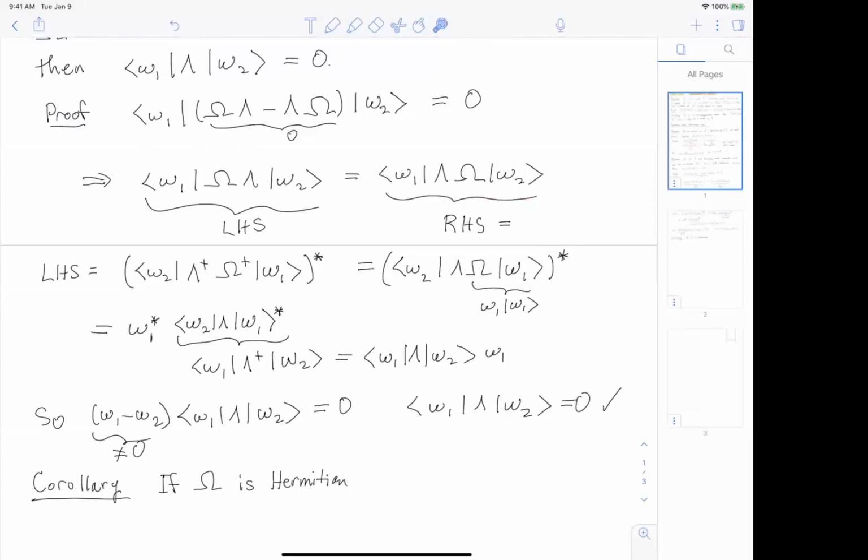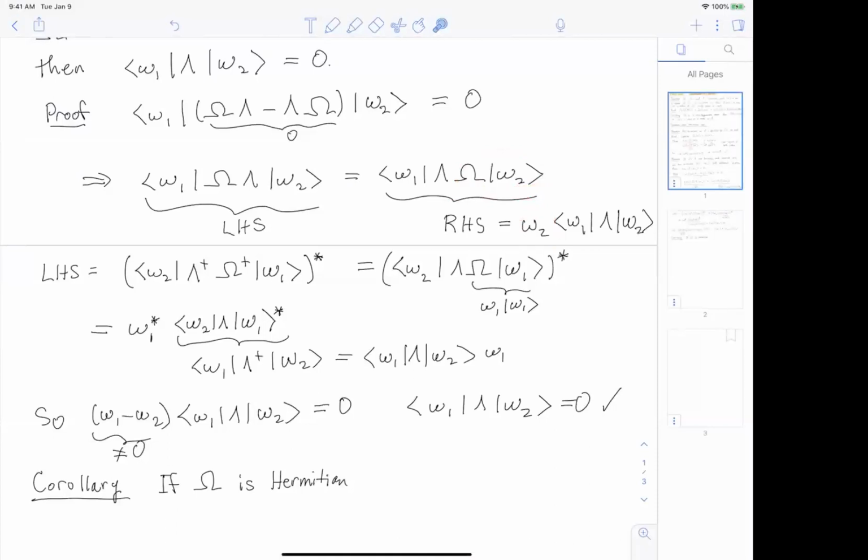Very good. Okay, so that was omega acting on omega 2 is omega 2 times the matrix element omega 1 lambda omega 2. So I've used the fact that omega acting on omega 2 gives the eigenvalue omega 2 multiplied by omega 2. And then, I think I have a typo here somewhere.